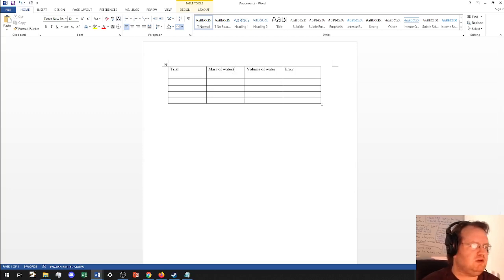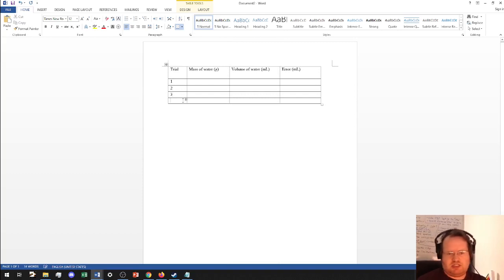I also need to put units with these. My mass of water is going to be in grams. My volume is going to be milliliters, and I'm going to report air in milliliters as well. I also can probably shrink my trial section. It's not going to need as much room, whereas the other three should all be fairly similar in space. So let's say I did 3 trials, and then I'm going to report some averages at the end. So I'll do 1, 2, and 3.